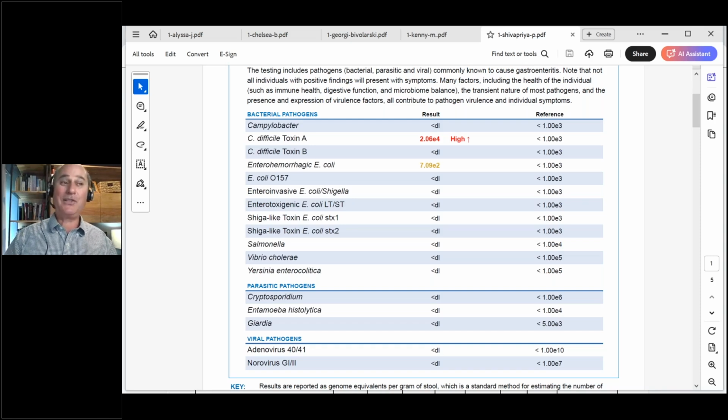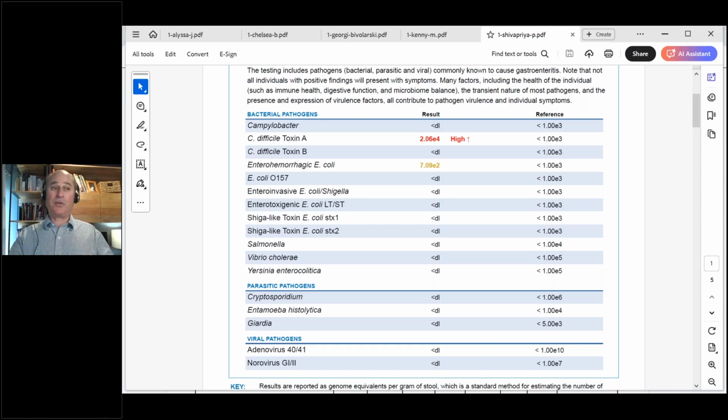Out of desperation and confusion, he ran a GI map. He treated his GI infection, and as he was treating the infection, guess what happened to his skin? It all went away. Nobody has any idea how that happened. Maybe it was luck. We don't think so.